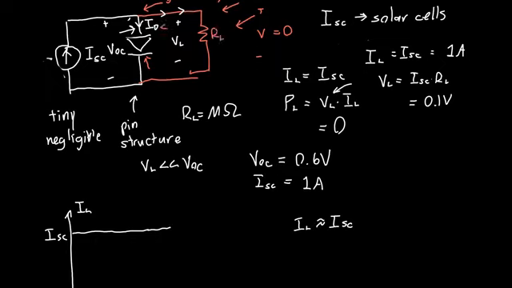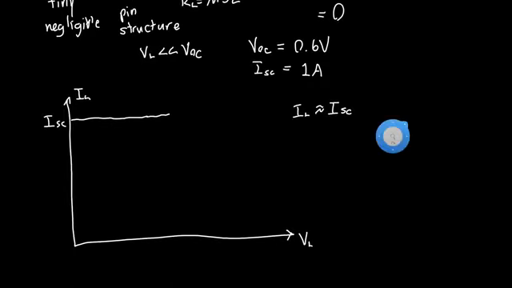And this diode current is so tiny that we don't even notice it on our plot. But eventually, once we get close to the open circuit voltage, the load current starts to decrease. And as we approach the open circuit voltage, our load current will become zero.